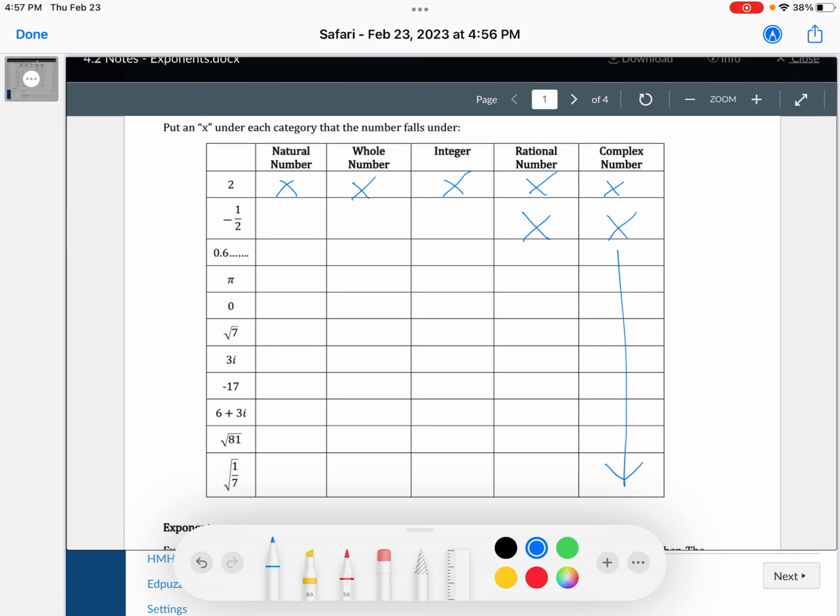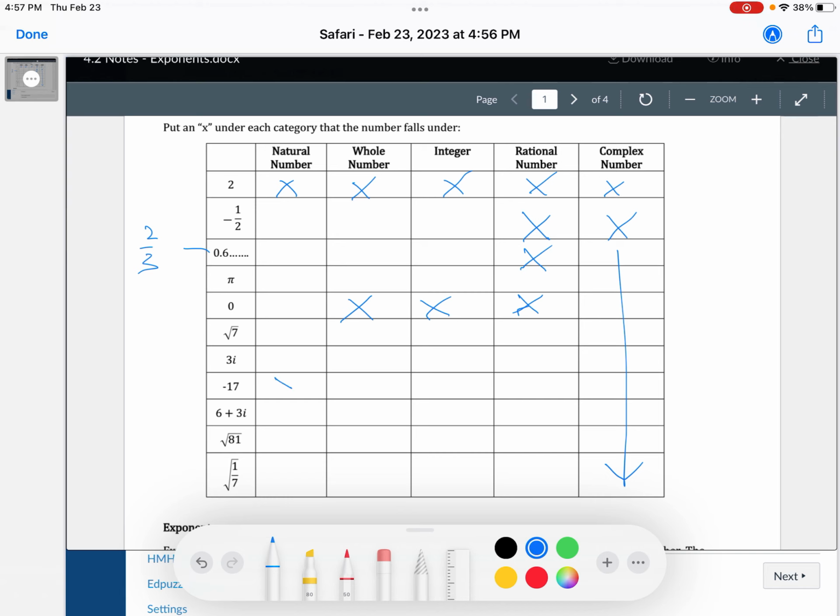This next one, 0.6 repeating, means 0.6666666. We can write this as 2/3. So it's not natural, it's not whole, but it is a rational number, just like -1/2. Pi, not natural, not whole, not an integer, not rational. 0 is not natural because people didn't use zeros for a long time. So we call this whole. It's an integer, it's rational, it's complex. Square root of 7, that's irrational, doesn't satisfy any of these. 3i is a complex imaginary number, but it doesn't satisfy any of these.